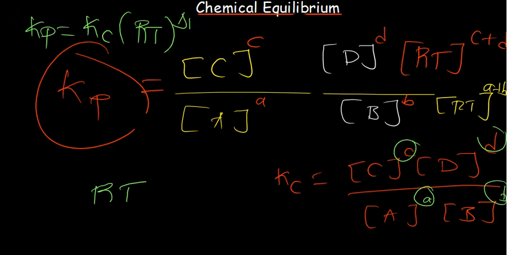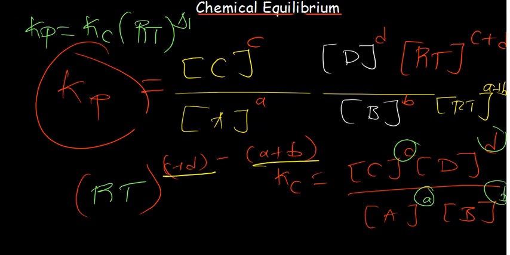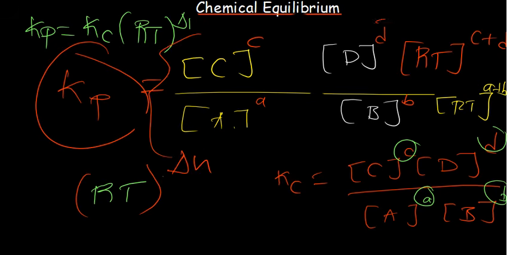So when you get to divide them, it will be RT, and then the power on top minus the one on the bottom, A plus B. Now you notice that the C plus D is for the products, the A plus B for the reactants. So you can just say that is the change in what? The number of moles. Change in number of moles. So this remaining part is equivalent to Kc, as you can see, so I can remove it.